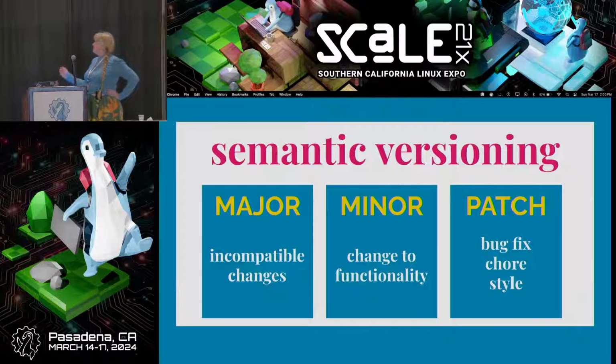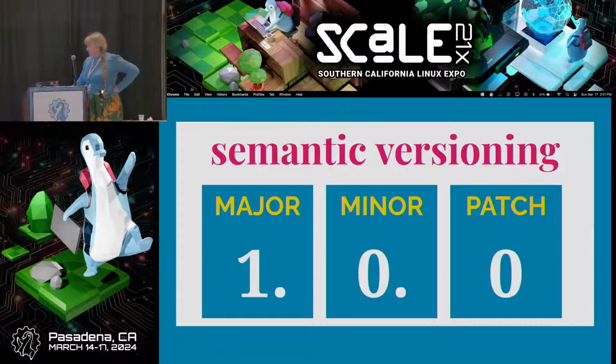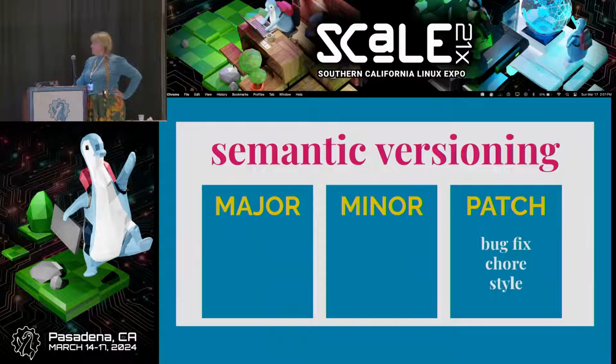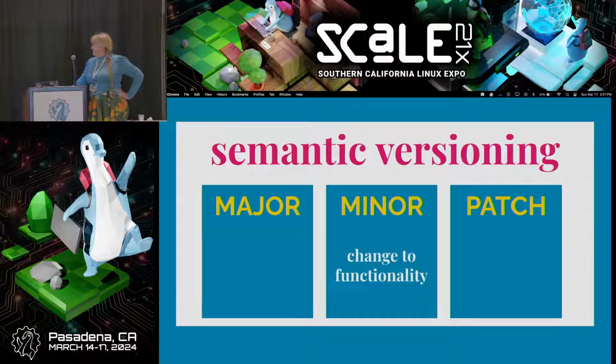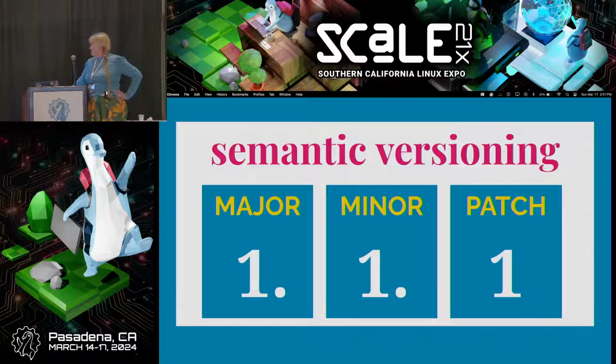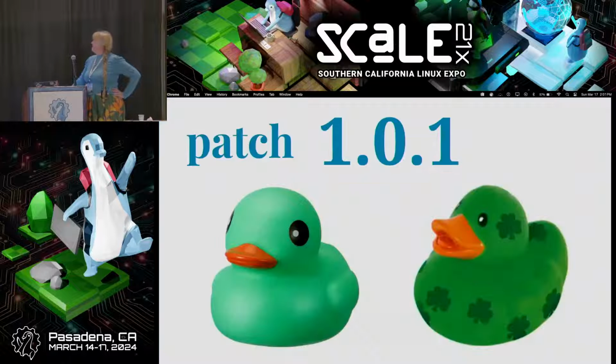Semantic versioning has three sections: the major, the minor, and the patch. The major is incompatible changes, like when you say, this is version 1, version 2. Minor is changes to functionality that are generally just features, things that are compatible with your version. And a patch is basically bug fixes or chores or styles or performance fixes. There's our major, minor, and patch.